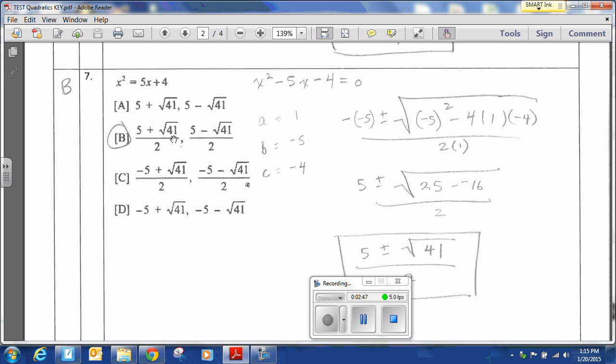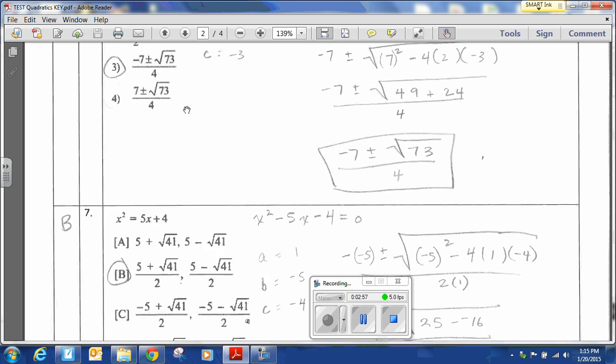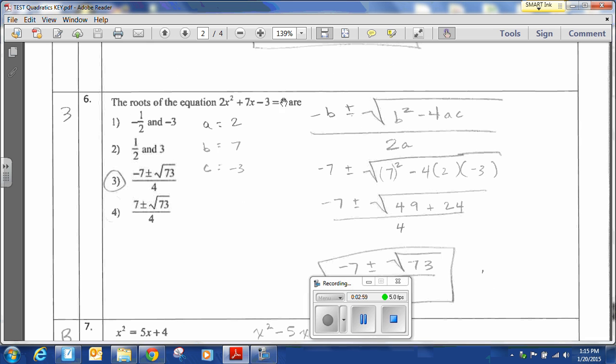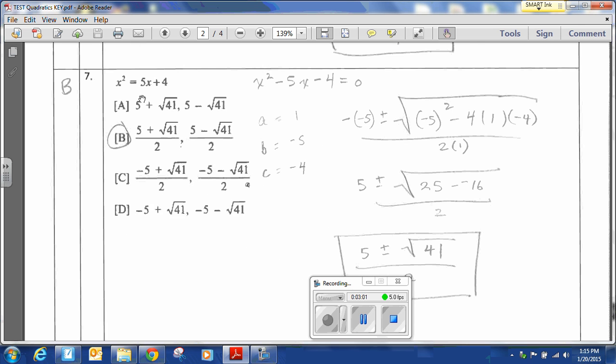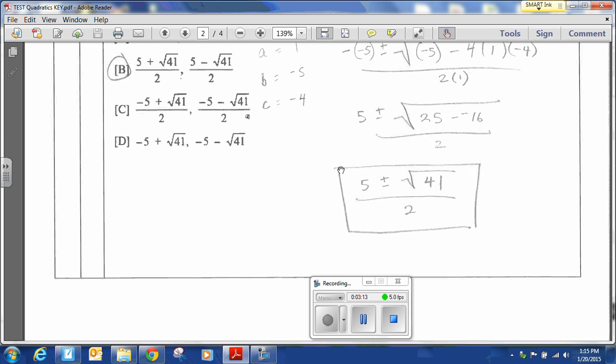Number 7, again, you're going to solve using the quadratic formula. The only difference between number 6 and number 7 is that number 6 is in standard form and number 7 is not. So you need to subtract 5x, subtract 4, and that would give you your coefficients 1, -5, -4. And here's your solution.